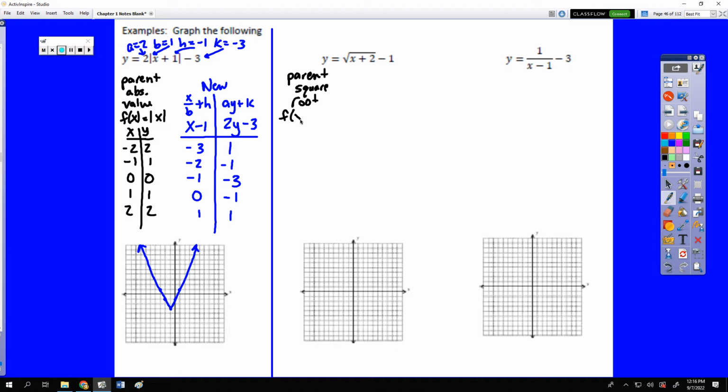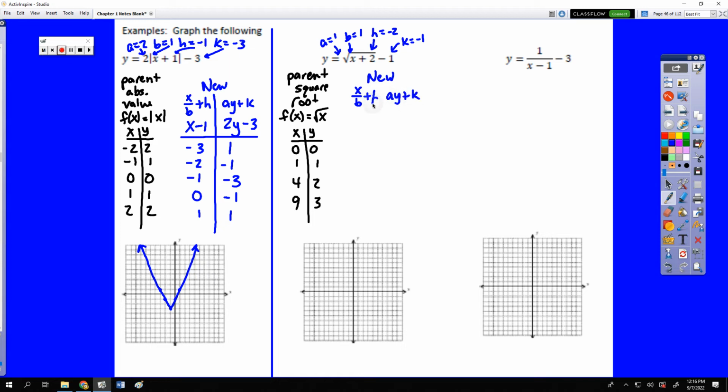Second one is a square root parent, meaning f of x equals the square root of x. Again, that is 4 points: (0, 0), (1, 1), (4, 2), and (9, 3). Then we have our a value is 1, our b value is 1, our h value is -2, and our k value is -1. So our new x divided by b plus h, ay plus k every single time.